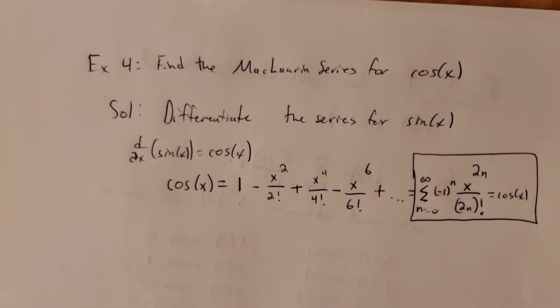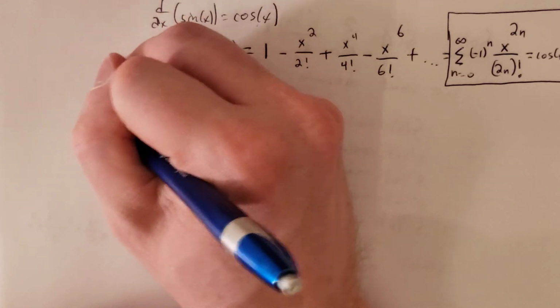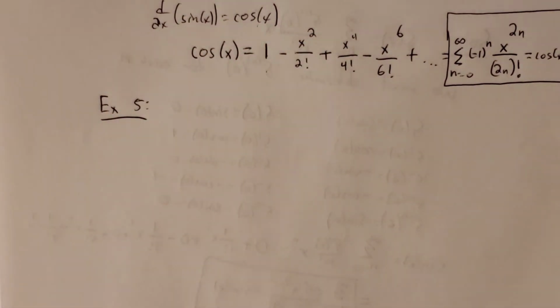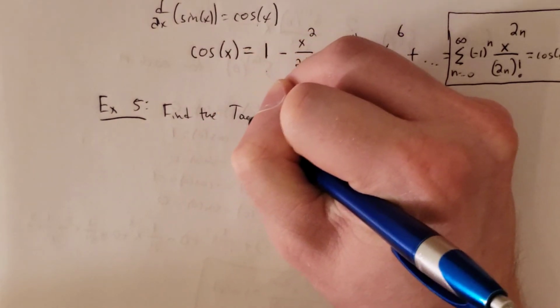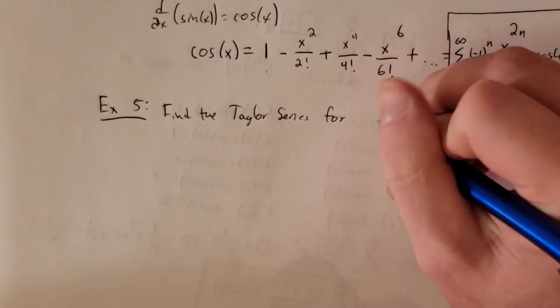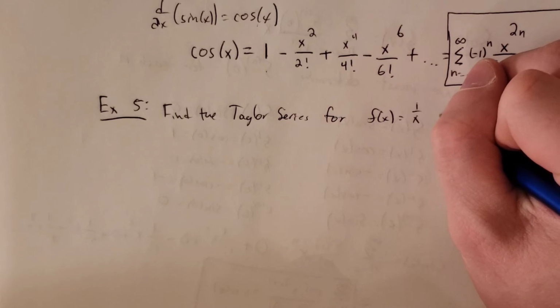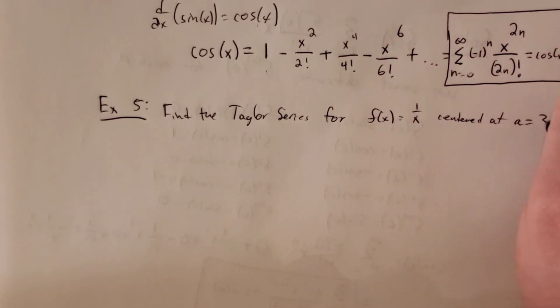All right. We have one more example that I want to do here, and that is to finally do an example of a Taylor series. So remember, a Taylor series is exactly like a MacLaurin series, but we no longer use a equal to 0. And we're going to find the Taylor series for f of x equal to 1 over x centered at a equals 3.